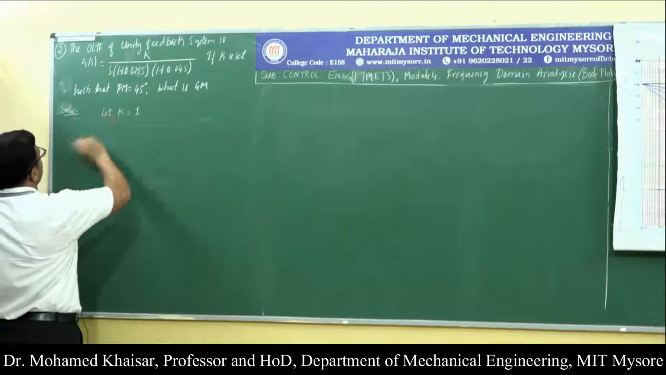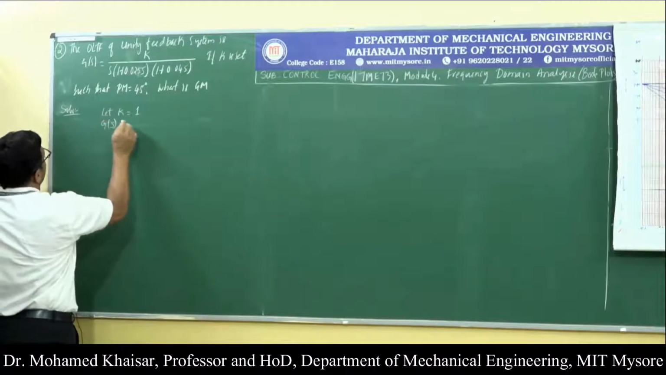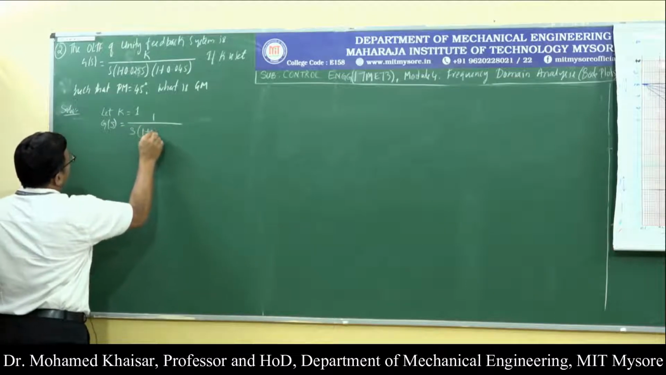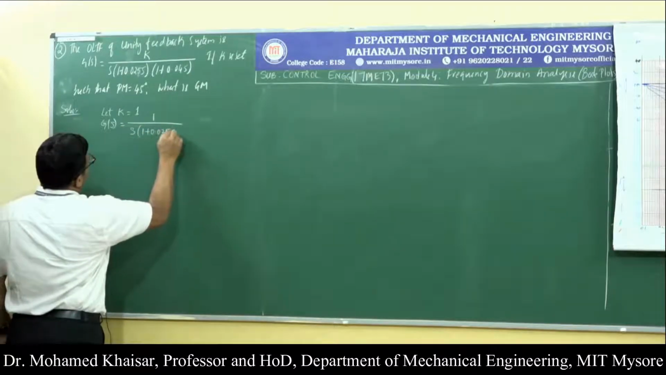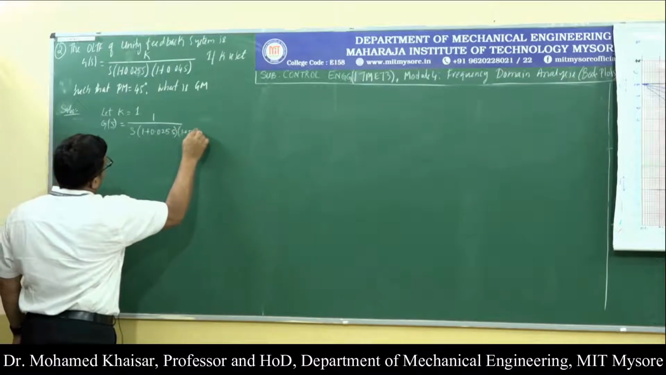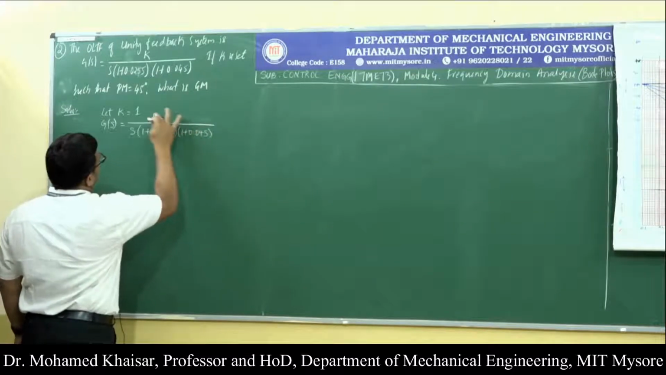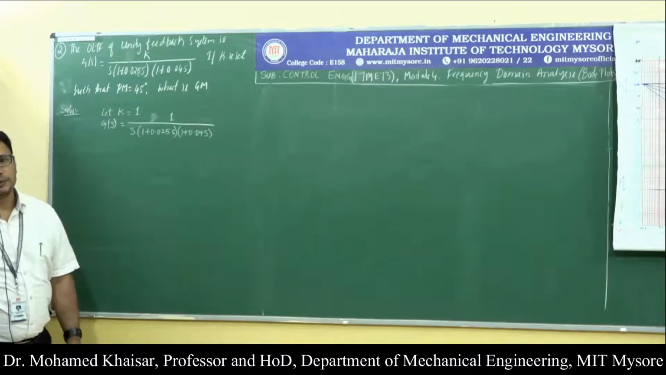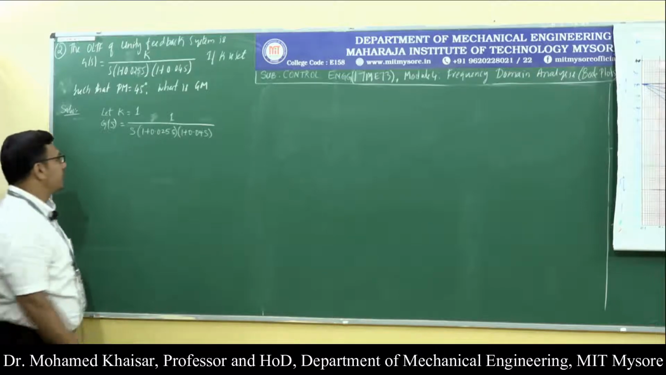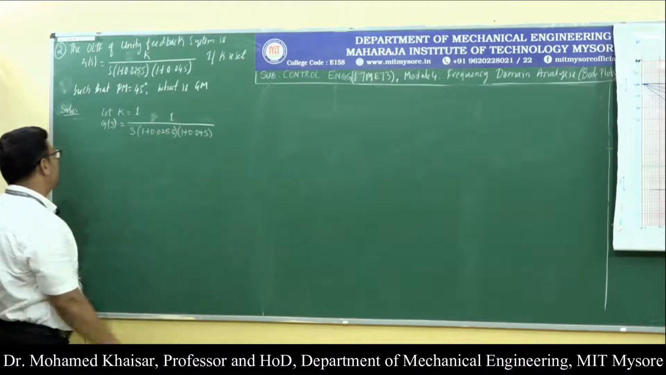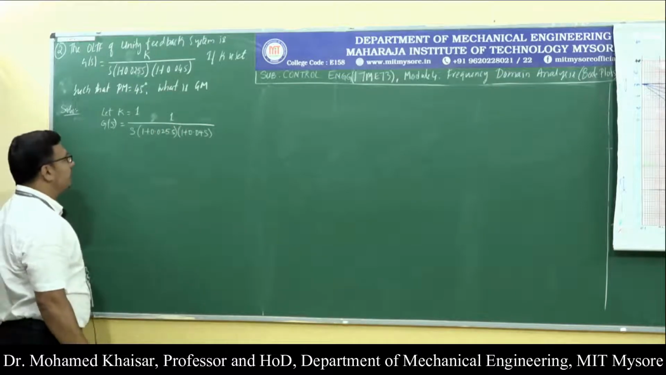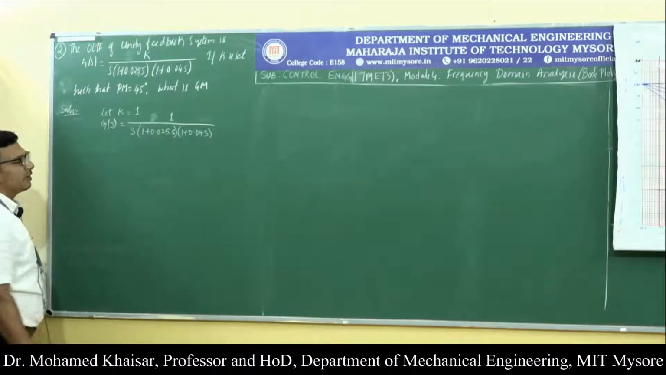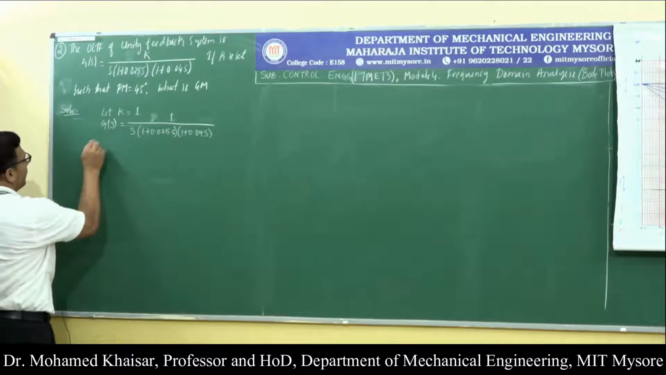So therefore the given transfer function becomes G(s) is equal to 1 divided by s into (1 plus 0.025 s) into (1 plus 0.04 s). K should always be assumed to be 1 if it is not given by any specific value. This is the transfer function given to us now. Now what is the standard form?